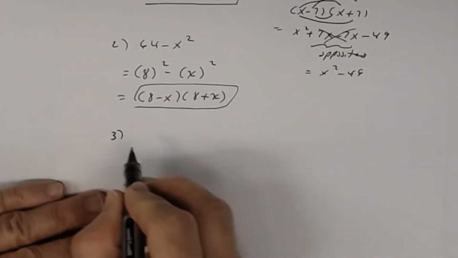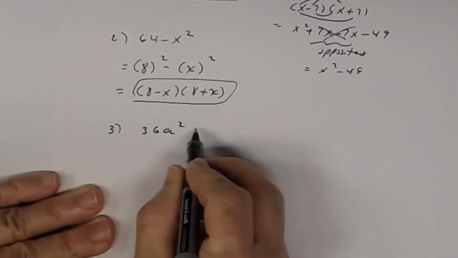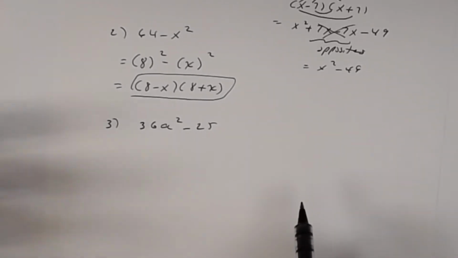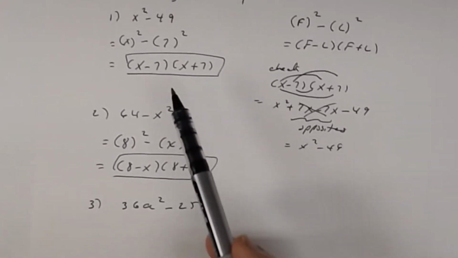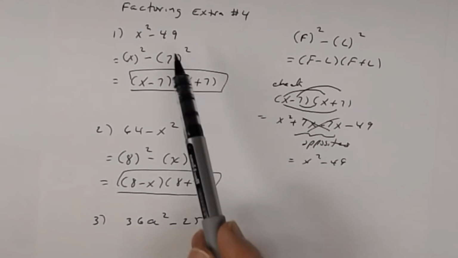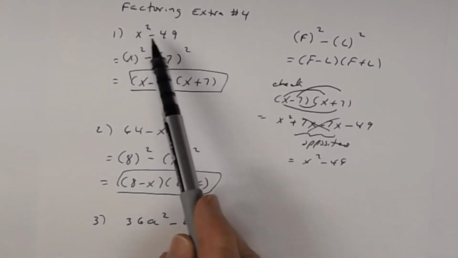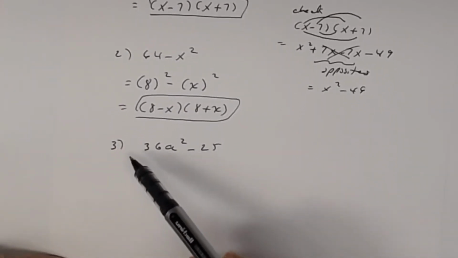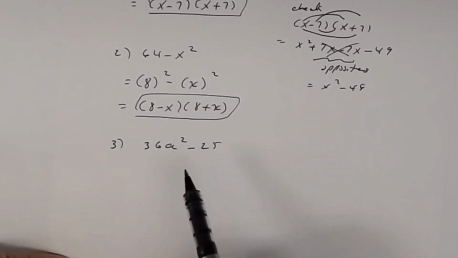Okay, number three, we have 36a squared minus 25. Now, before we go on, the first thing we should always do, and we did not do that in the first two, is look to see if each of these polynomials has a GCF other than 1. In number 1, the GCF was 1. In number 2, the GCF is 1. And so is the GCF in number 3.